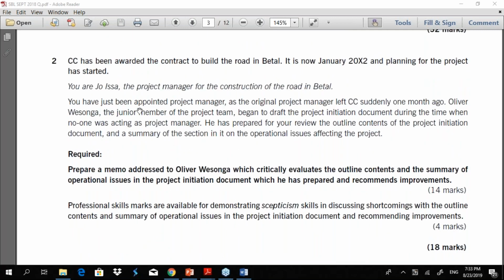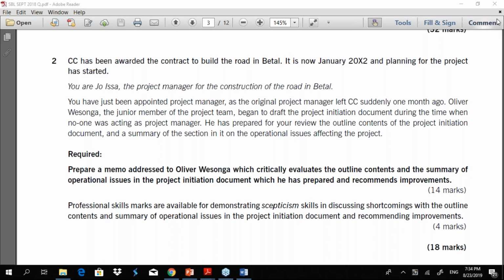All right, you have been just appointed project manager as the original project manager left CC suddenly 1 month ago. So you are new to the job. Oliver, the junior member of the project team, began to draft the project initiation document during the time when no one was acting as project manager. He has prepared for your review the outline contents of the project initiation document and a summary of the section in it on the operational issues affecting the project.